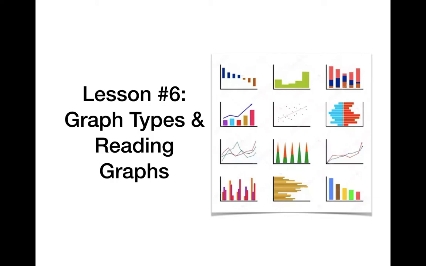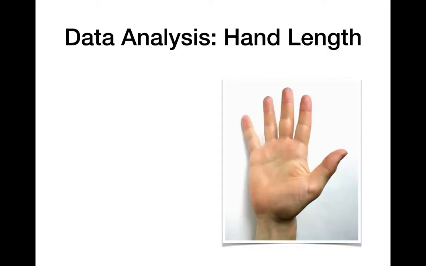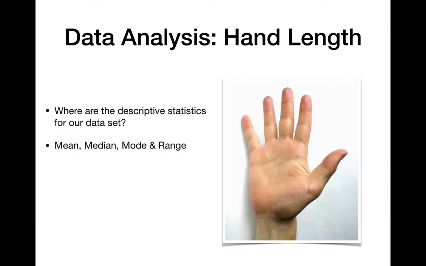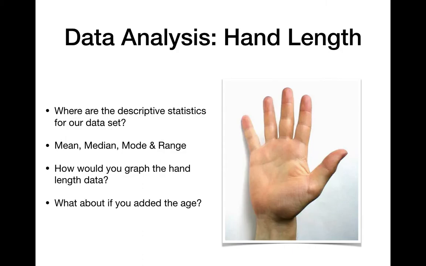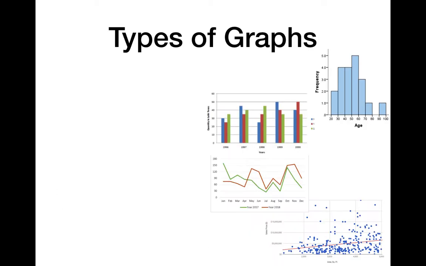So first thing, hand length. If you did not finish that data collection and analysis for last lesson, you're welcome to hand it in for this lesson as well. So we have to have the descriptive statistics, mean, median, mode, and range, and then after today's lesson, you should be able to also add how you would graph that hand data, and if you added the age, how would you graph age and hand length? Okay, so keep that in mind, and we can upload that as part of today's lesson as well.